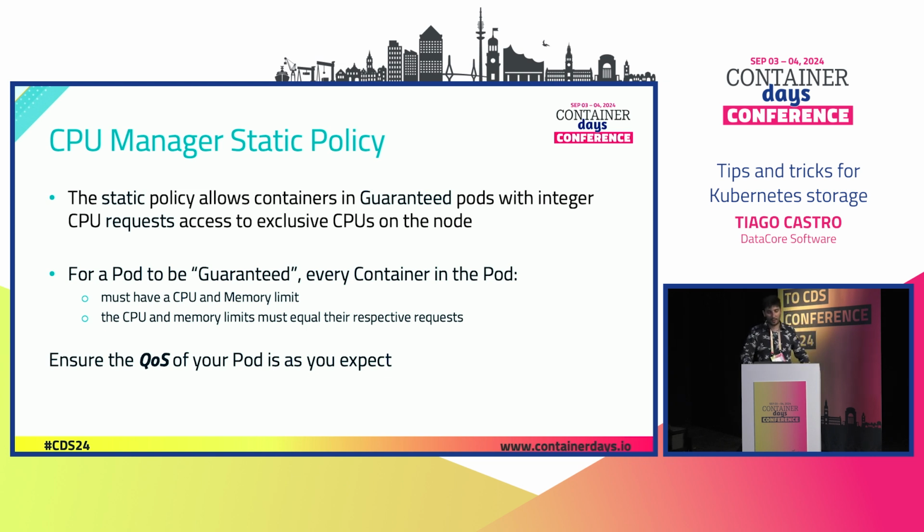CPU Manager has a static policy which allows containers in guaranteed pods with integer CPU requests exclusive access to the CPUs on the node. For a pod to be guaranteed, every container in the pod must have CPU and memory limits, and the CPU and memory limits must be equal to their respective requests. Unfortunately, it's easy to miss that every container in the pod must abide by these rules for the pod to get the guaranteed quality of service. So you should always check if your pod is actually in the guaranteed quality of service class.